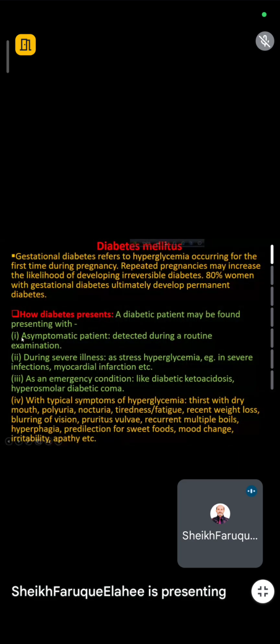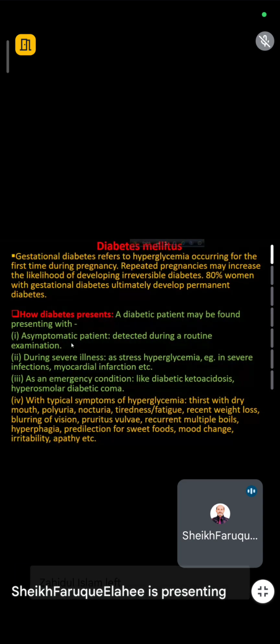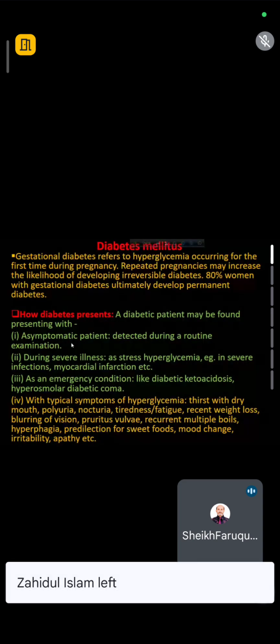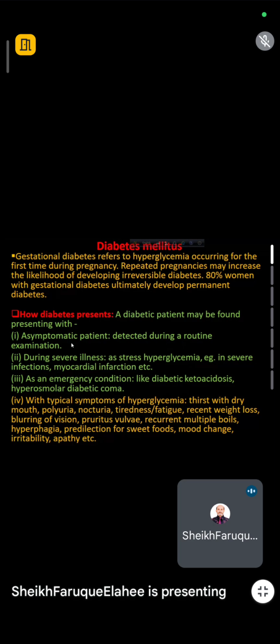So, the first thing you see is that a diabetic patient may present asymptomatic. He has no symptom. He does not know that he has diabetes. He is normal. He is eating maybe more fat, more sweet, and this and that, and he does not have any interest in playing games or running or jogging or exercising. No, he's a happy man.